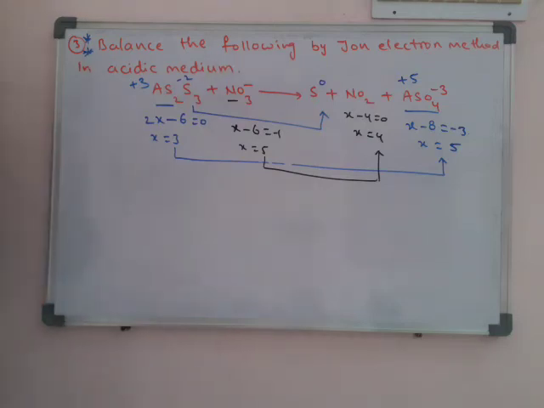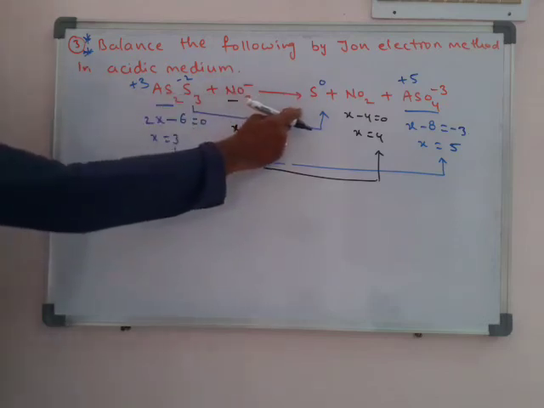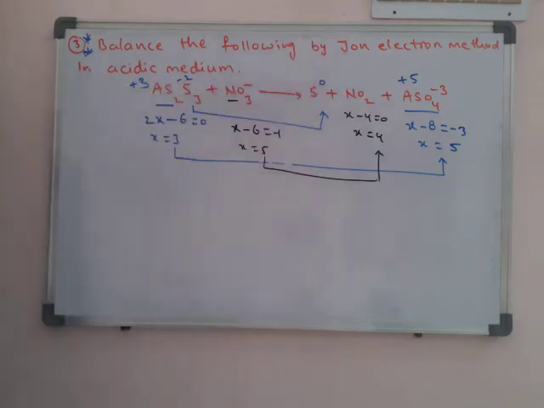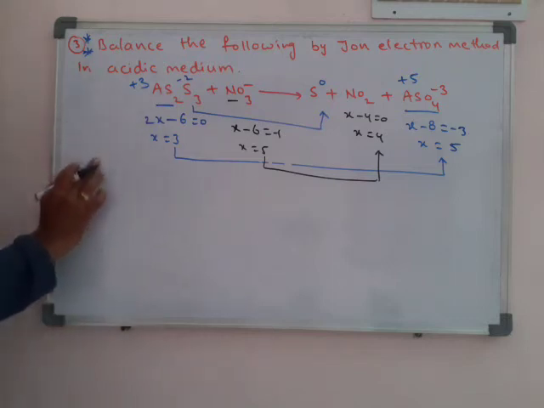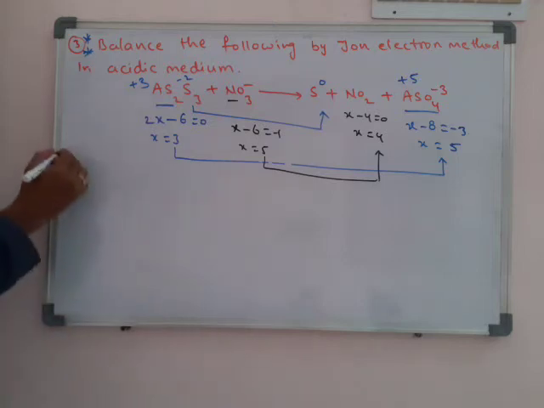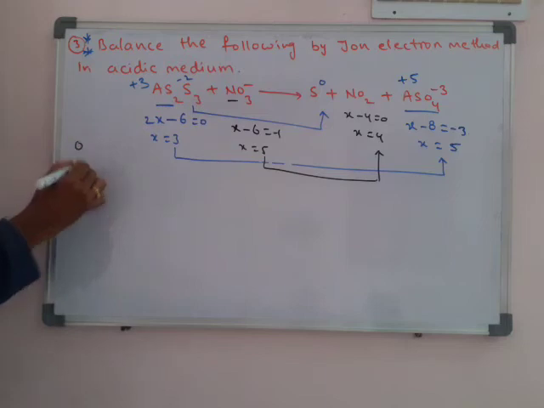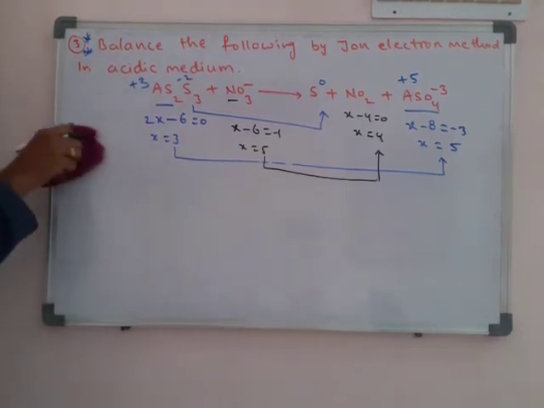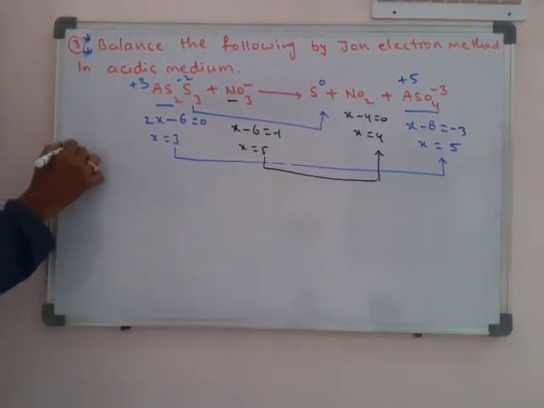Okay. So S minus 2 converts to S0 here, next AsO4 minus 3. Actually in books, there are separate splits and separate balancing, two different balancings. We follow that method only. First, what is the difference in this reaction?